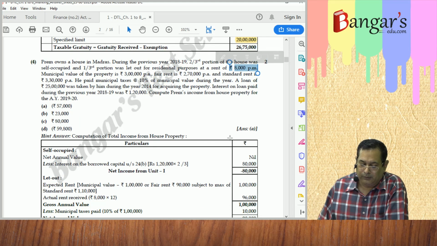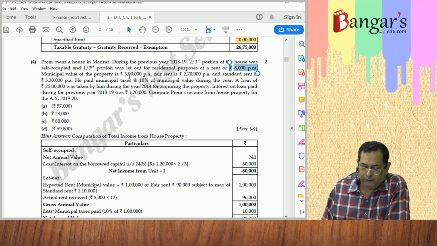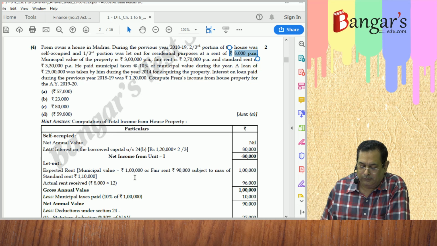The municipal value of entire house is 3 lakh. So for one-third portion it will be 1 lakh. Fair rent is 90,000. Standard rent is 1 lakh 10,000. So here we will be getting the gross annual value, that is municipal value or fair rent subject to maximum standard rent. If ARR exceeds, then the municipal value or fair rent, that is expected rent, will become the gross annual value here.